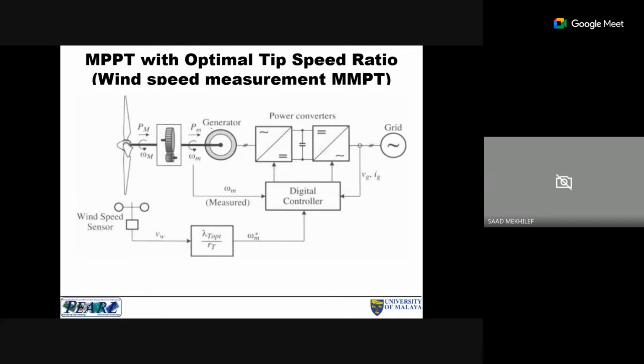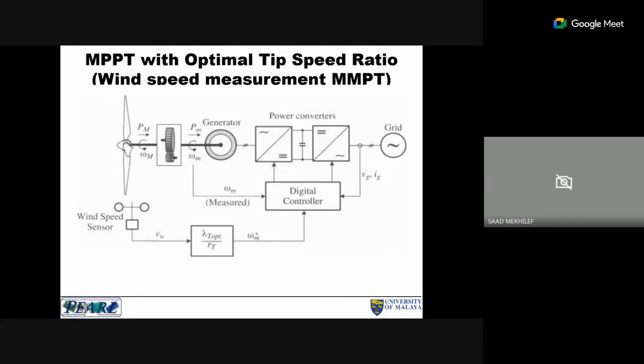So this is how the MPPT looks. If you look into this, you can see we measure the wind speed here, we have sensors, and then it goes to the MPPT, and then it gives you the omega reference, and then we adjust the control. So that's how the MPPT works for this.